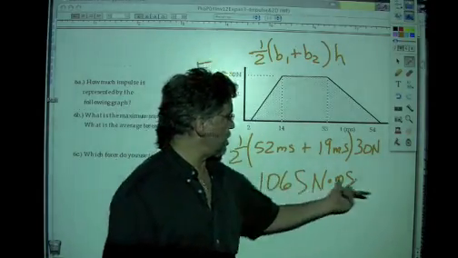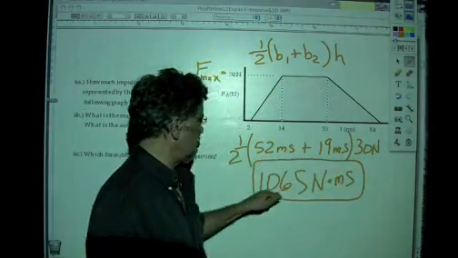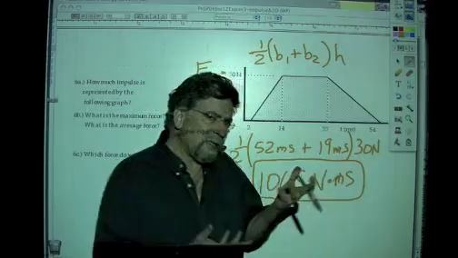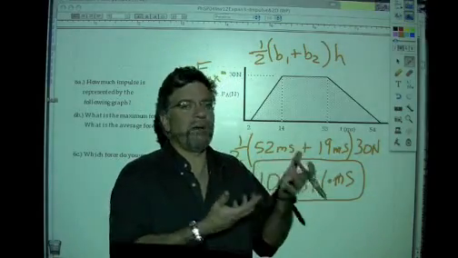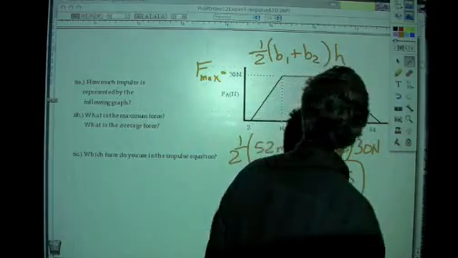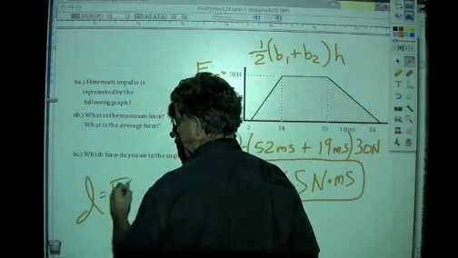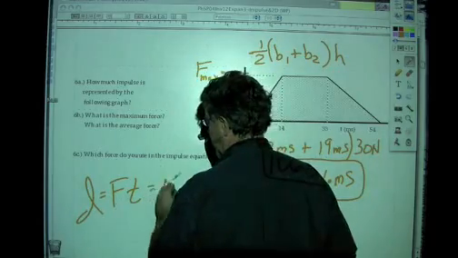Either one's right. So there's 1,000. So that represents an impulse of 1,065 Newton milliseconds. You can kind of think of this as how much impulse I have to work with. Now how's that going to change the momentum? Because remember that impulse not only equals force times time, that also equals the change in momentum.